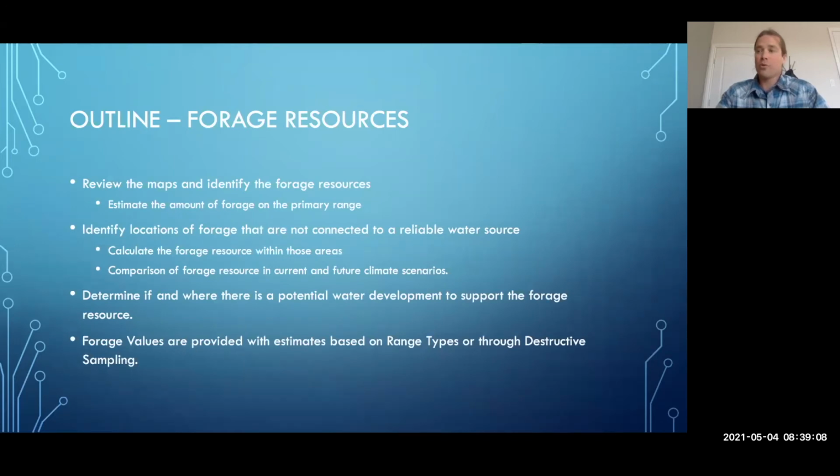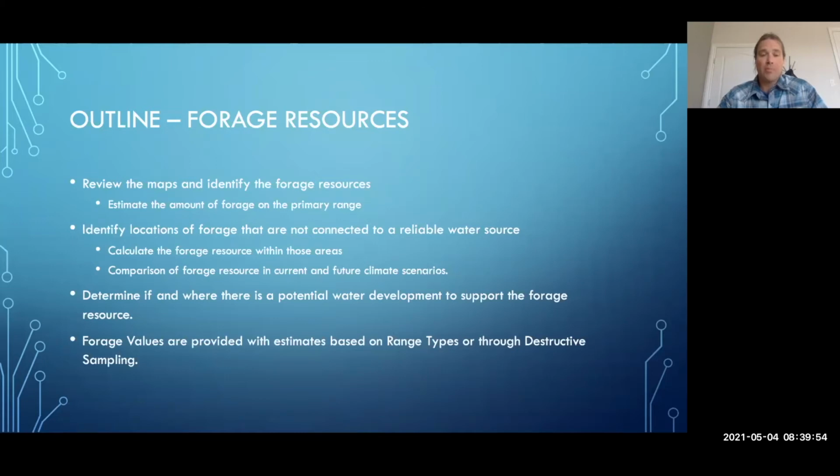So for the forage resource, most of the time we spent so far has been looking at the water resource, but we're going to spend some time now on the forage resource, reviewing these maps and identifying the different forage resources, the primary range, or the estimates of the amount of forage on the landscape, and then identify where that forage resource is not connected to reliable water, and how we calculate that forage resource within those areas, comparing the forage resource in future versus current climates. And then again, just to emphasize, determine if and where there's potential to develop a forage resource.